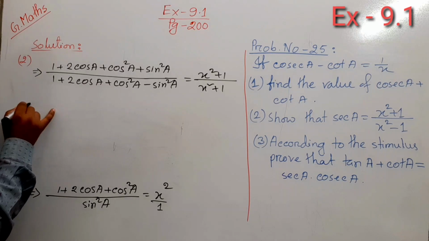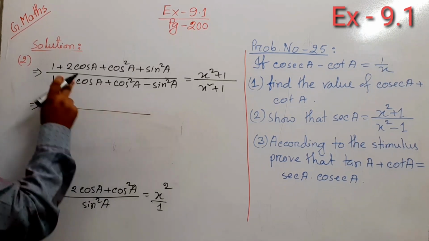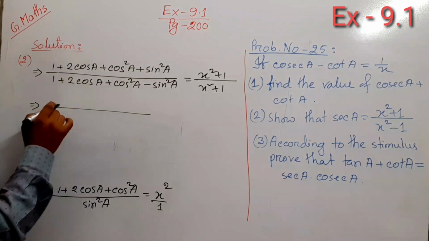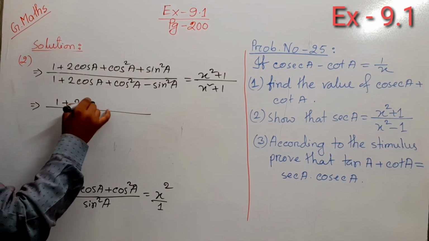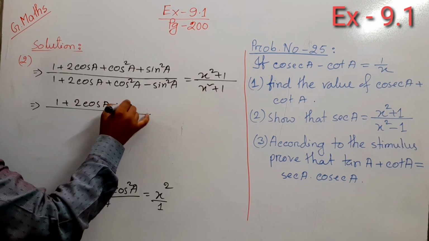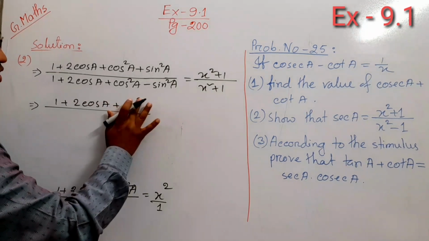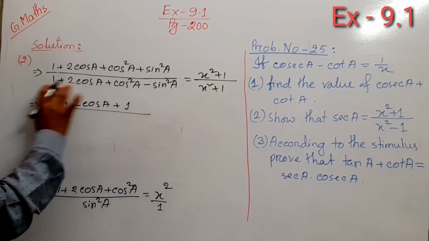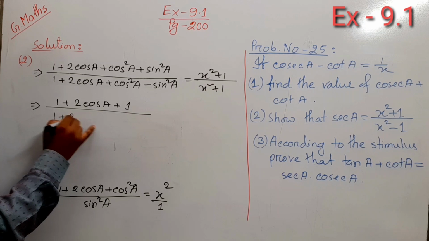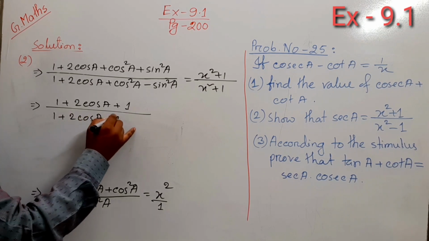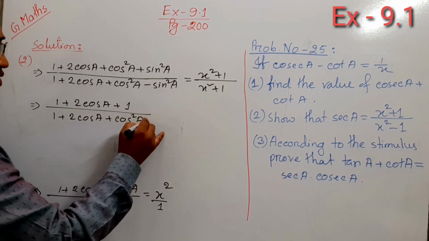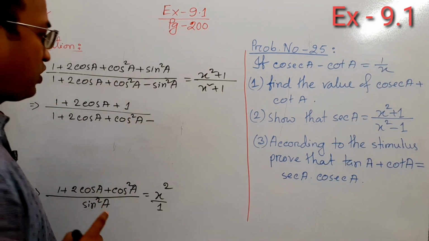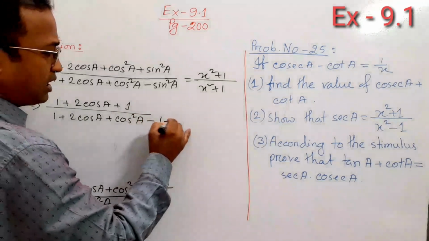So now calculate it. It will be 1 plus 2 cos A plus cos square A plus sin square A, that is 1. So 1 plus 2 cos A plus cos square A plus 1. Cos square A plus sin square A equals 1. And here 1 plus 2 cos A plus cos square A minus, we know sin square A equals 1 minus cos square A. So it will be 1 plus cos square A.